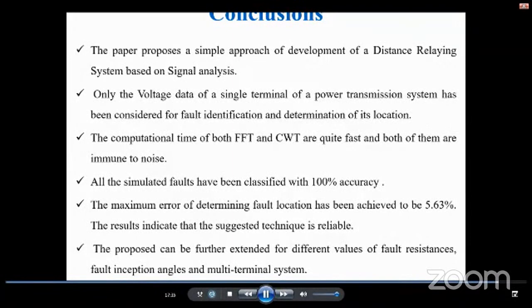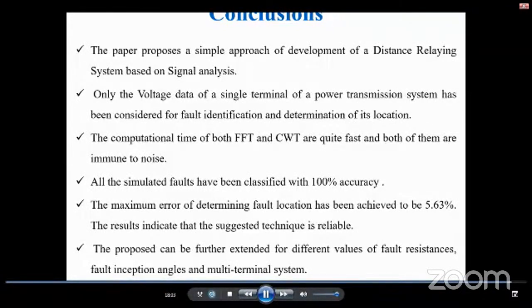All the simulated faults have been classified with 100% accuracy, and the maximum error of determination of fault location has been achieved to be 5.63%. So the suggested method is acceptable and quite reliable, and it can be extended. The study can be further extended for different values of fault resistances, fault inception angles, as well as multi-terminal systems.